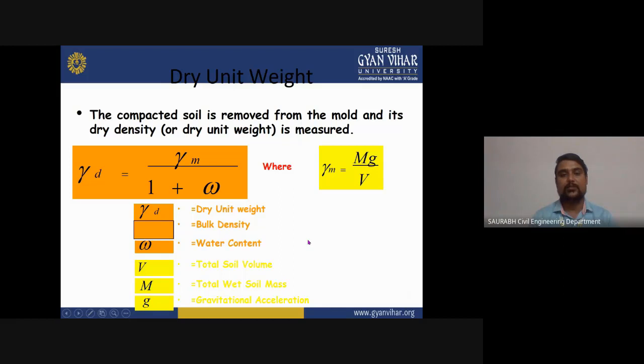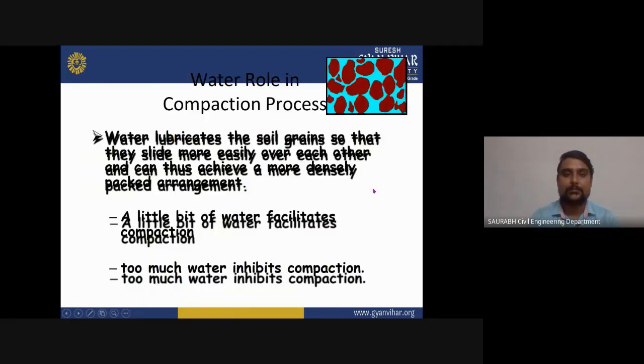The compacted soil is removed from the mold and its dry density, also known as dry unit weight, is measured by gamma d = mg / (v(1 + w)), where gamma d is the dry unit weight, w is the water content, v is the total volume of soil, m is the total mass of the wet soil, and g is the gravitational acceleration. As you can see here, we put the data in this formula and we get the dry unit weight of that soil.